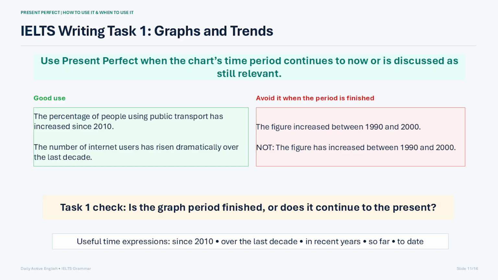So in Task 1, always look at the time period. If the period continues to now, the present perfect can be appropriate. If the period is completely finished, use the past simple.